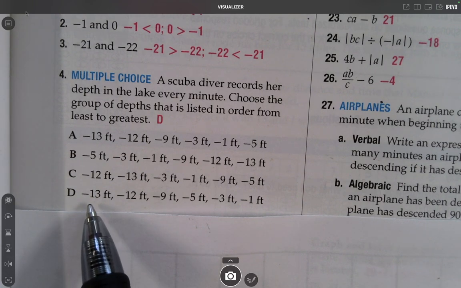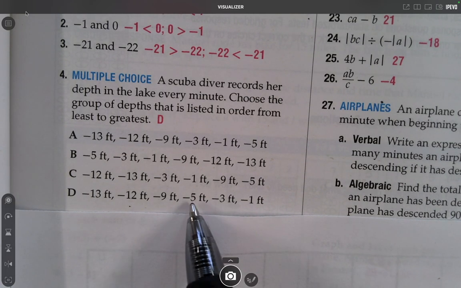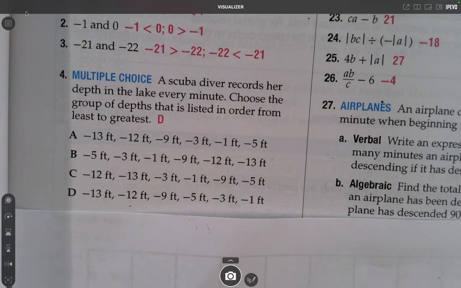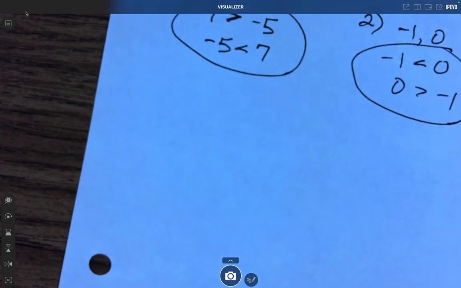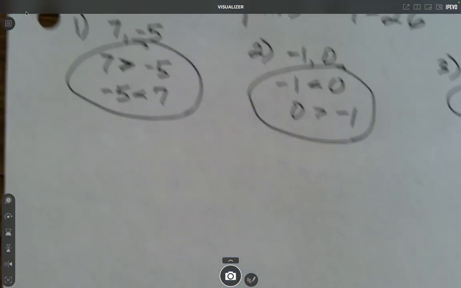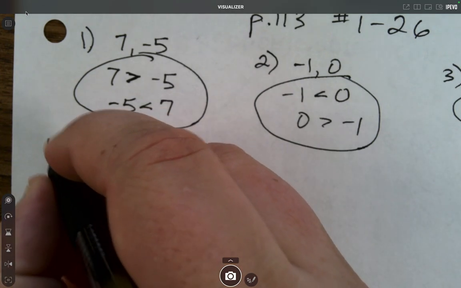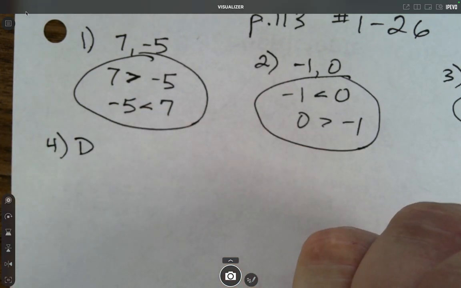So D works because we are getting bigger every time we move to the right. So that's why D is the correct answer. Okay, so 4 is D.